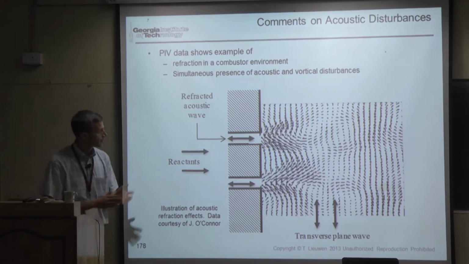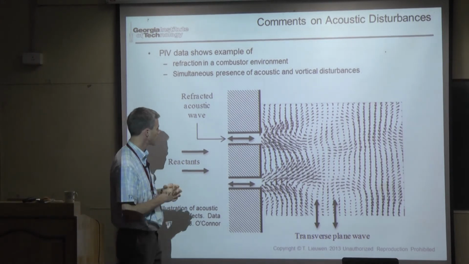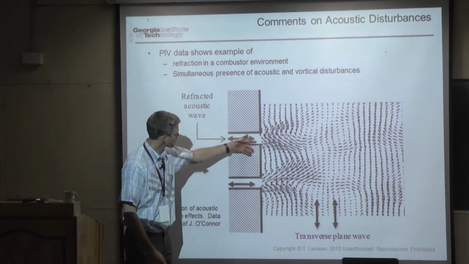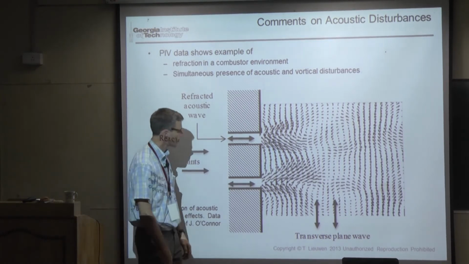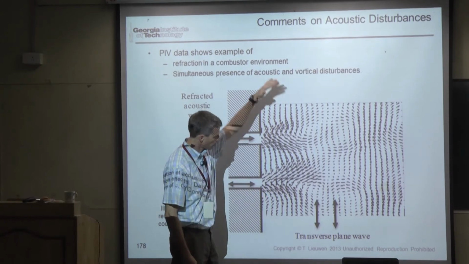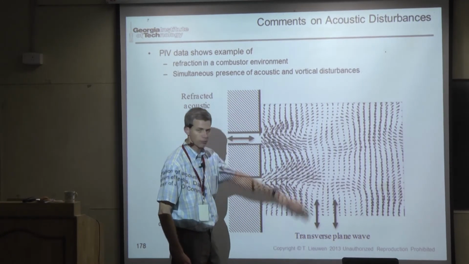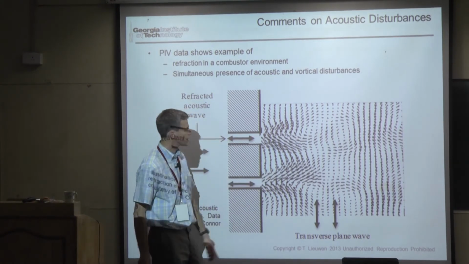So what we have here is a combustion field, a combustor. This is an annular reactant passage. Flow is going left to right. And you have a flame out here. There are acoustic waves bouncing up and down this way. There's a transverse acoustic field. This is an instantaneous velocity field.